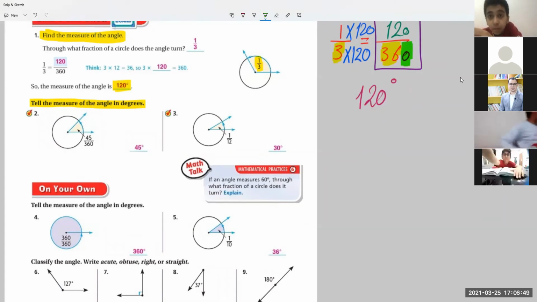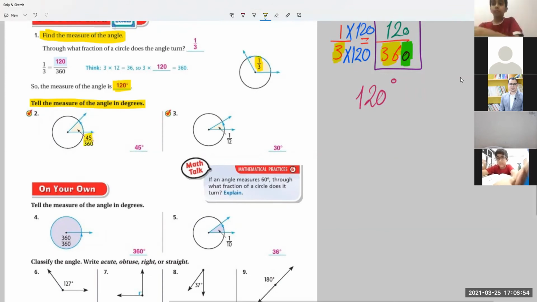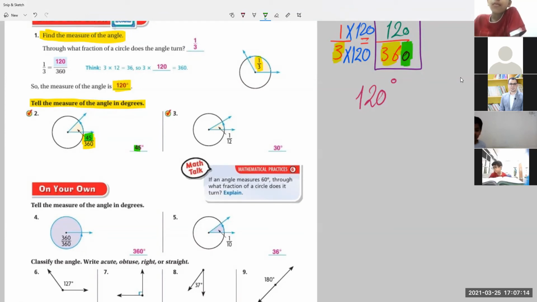Okay, number 2. Yes, so we have here the fraction 45 over 360. So we already have 360 in the denominator, right? So it's ready for us, right? Yes. So all we have to do is take the upper part, the 45, and write it here. And don't forget to write the small circle on the top corner of it, which is the degree. So it will be 45 degrees.